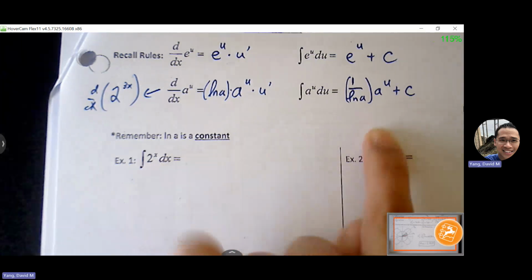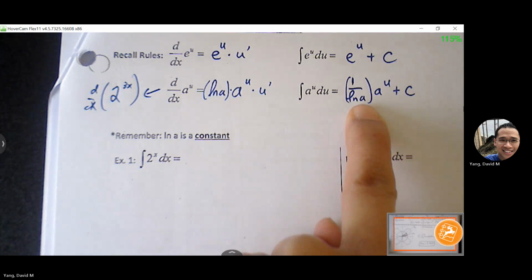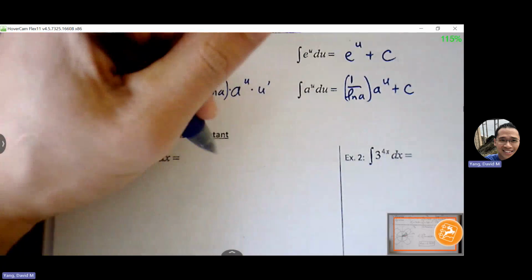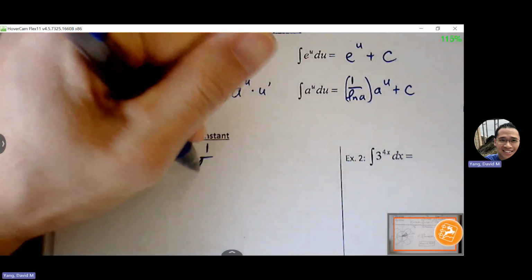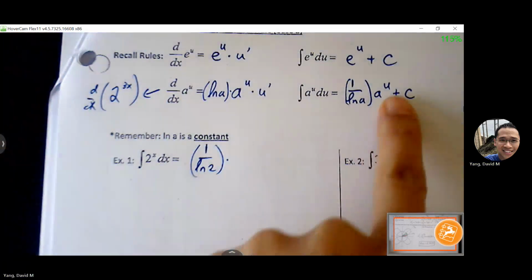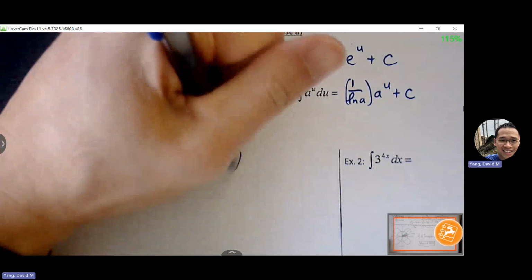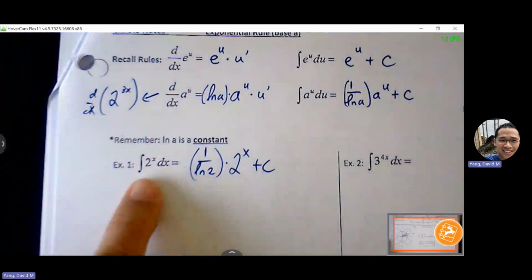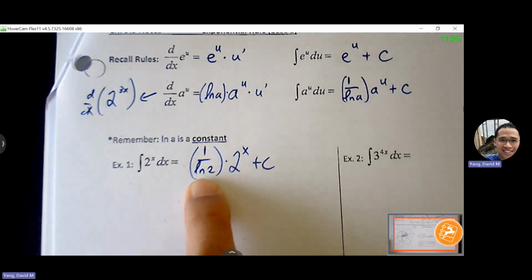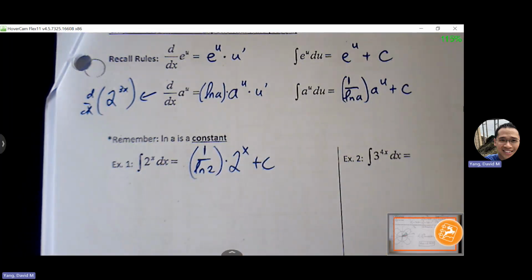So what's our a value in this case? 2, right? That's the base. So our antiderivative is just what? 1 over natural log of 2. That's the coefficient, times 2 to the x plus c. So it looks a lot like e to the u. It's basically itself, but with a little bit of conversion that has to occur because it's not as clean as e to the u, but it's still an exponential function. It's still going to follow the same idea.